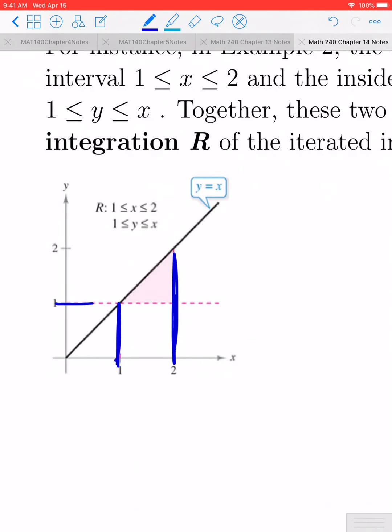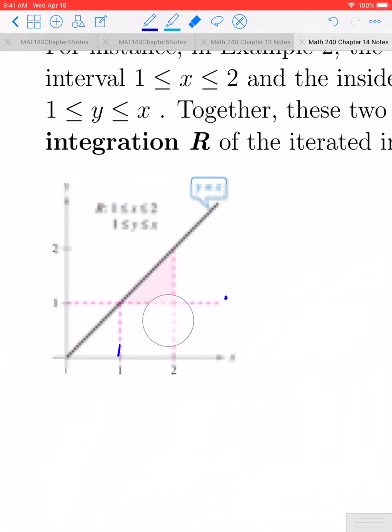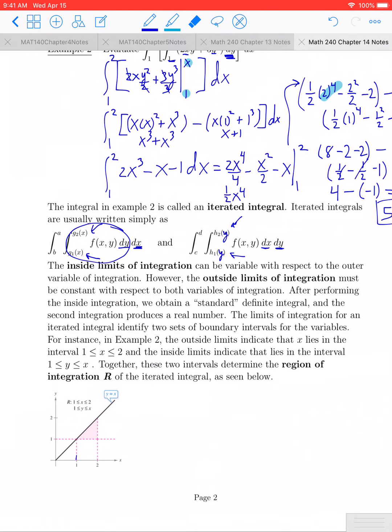So here's a height of 1. If you think of the function y equals x, that's just a straight line, y-intercept of 0, slope of 1. And so the region we're looking at would be this region in here. It's between 1 and 2 for x, and then the y's would be between y equals 1 and y equals x. And so we would get a triangular region in this example. This is referred to as the region of integration that corresponds to that iterated integral.